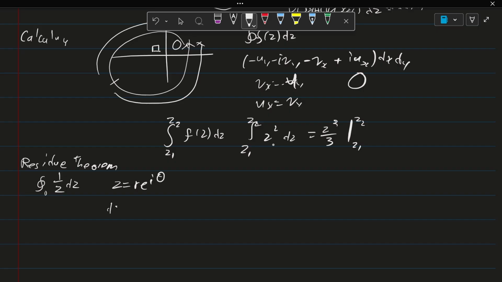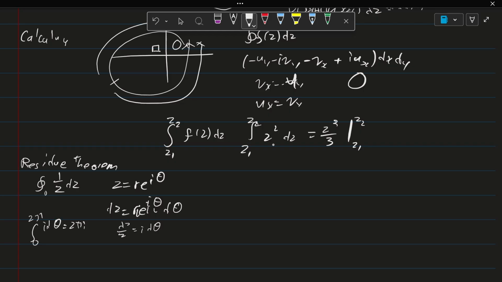So what we'd get is dz is r i e to the power i theta d theta. So substituting that in, technically dz over z equals i d theta. So we substitute this in, from 0 to 2 pi, which is just a circular integral of i d theta, it's going to conclude that this is 2 pi i.